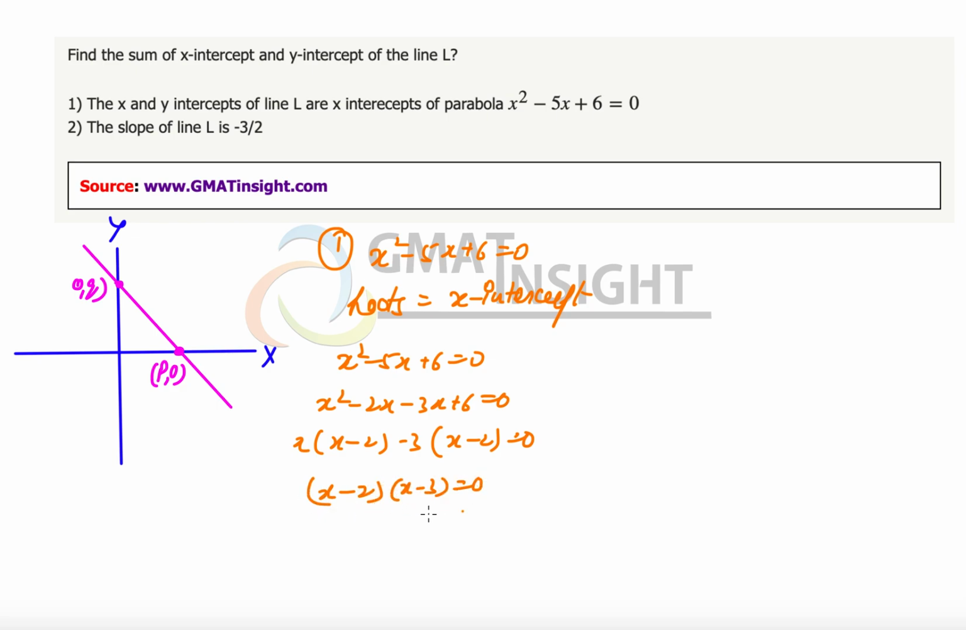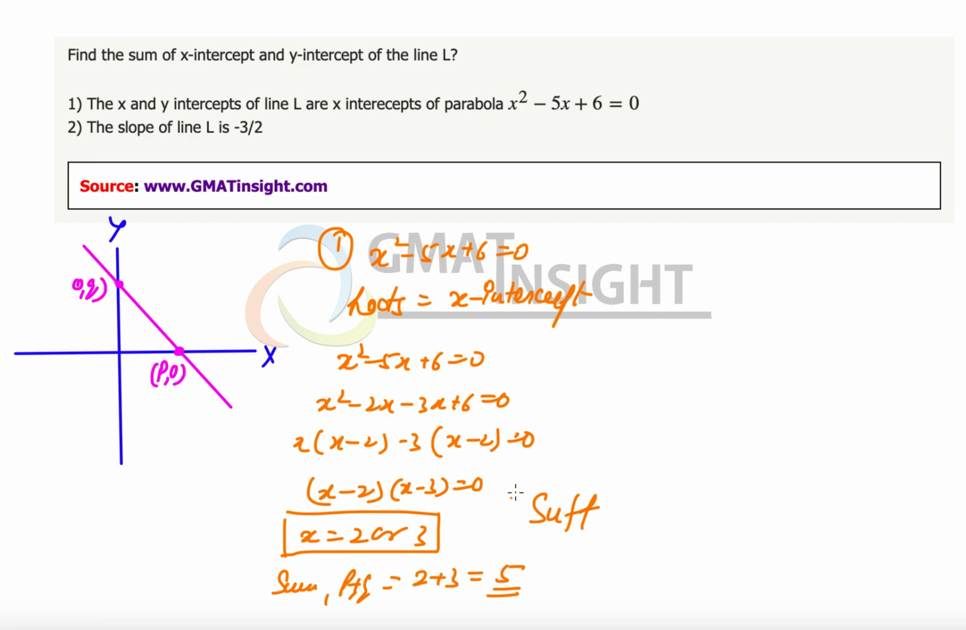The product of these two numbers will be 0 when x is either 2 or 3, which means the roots of this quadratic equation are 2 and 3, and as per the statement the x and y-intercept of line L are these roots only. So irrespective of which one is x-intercept and which one is y-intercept, the sum, that means p plus q, will always be equal to 2 plus 3 in any order, and the sum is always 5, which is what the question is demanding, and therefore we say that the first statement alone is sufficient to answer the question.